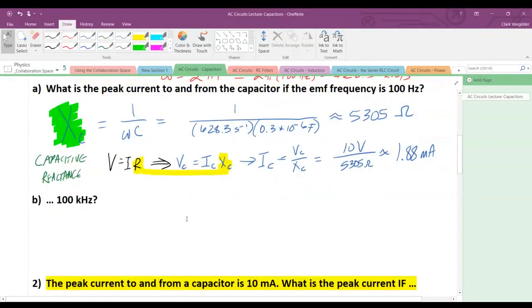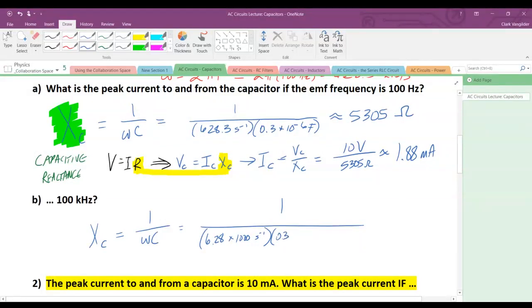All right, so if it's 100, well, you're going to make everything 100 times smaller, and so you could just divide the original thing we had, but just to be explicit, that doesn't change, but you do have 6.28 times 1,000 inverse seconds, and then that same value, 0.3 times 10 to the minus 6 farads.